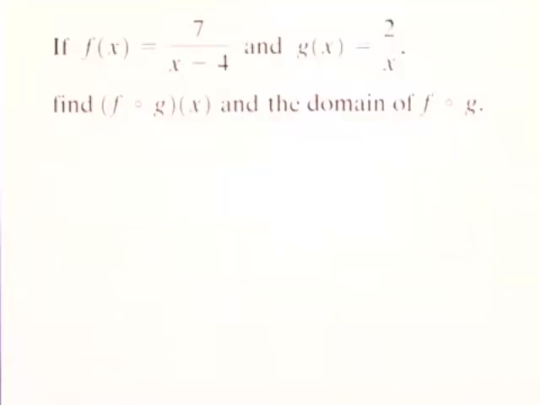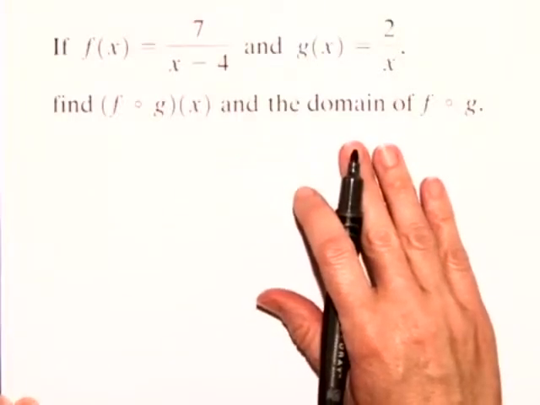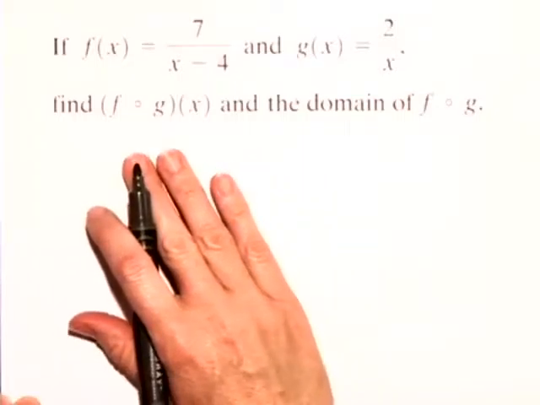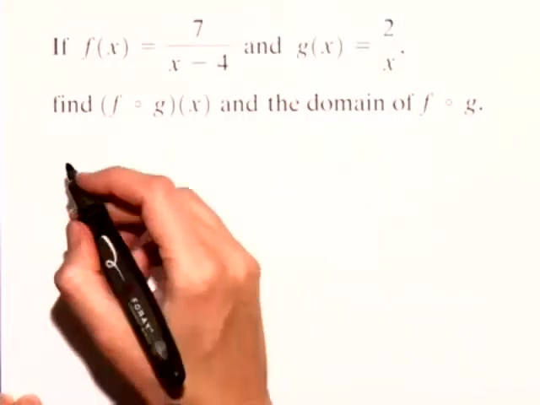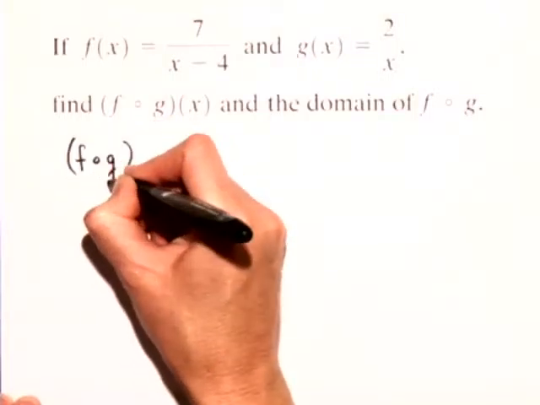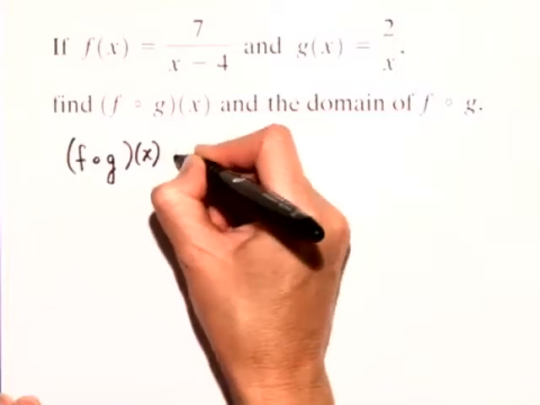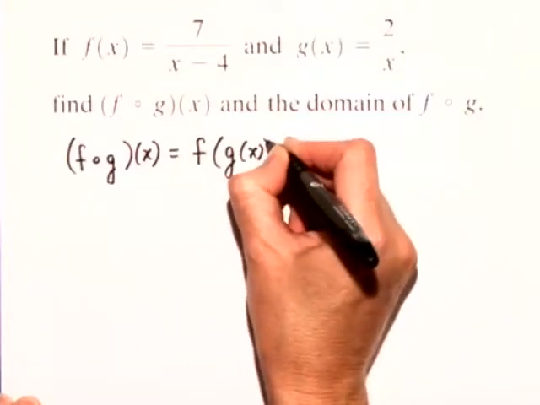For this problem, we're asked to find the composition of two functions and then find the domain of the new composed function. So we have f of x is equal to 7 over x minus 4, and also g of x is equal to 2 over x. We want to find f of g of x, and then we want to find the domain of f of g.